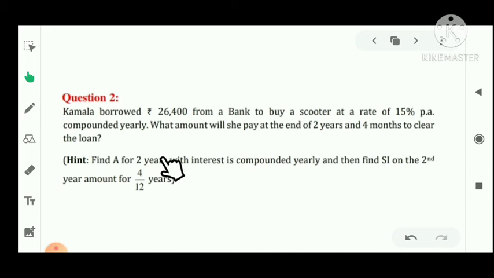In question number 2, Kamla borrowed rupees 26,400 from a bank to buy a scooter. That means, students, this is given as the principal at the rate of 15% per annum compounded yearly. This is the rate given. And what amount will she pay at the end of 2 years and 4 months to clear the loan? This is the time. Students, a hint is given. We can convert 4 months as 4 upon 12, and when we solve this, its value will be 1 upon 3. Let's see the solution of this question.